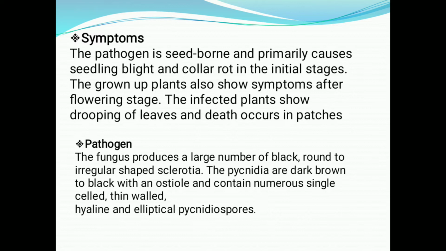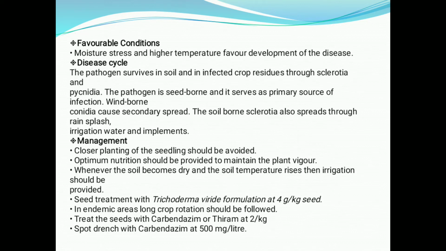Pathogen: the fungus produces a large number of black, round, irregular-shaped sclerotia. The pycnidia are dark brown to black with an ostiole and contain numerous single-celled, thin-walled, hyaline and elliptical pycnidiospores. Favorable conditions: moisture stress and high temperature favor development of the disease.